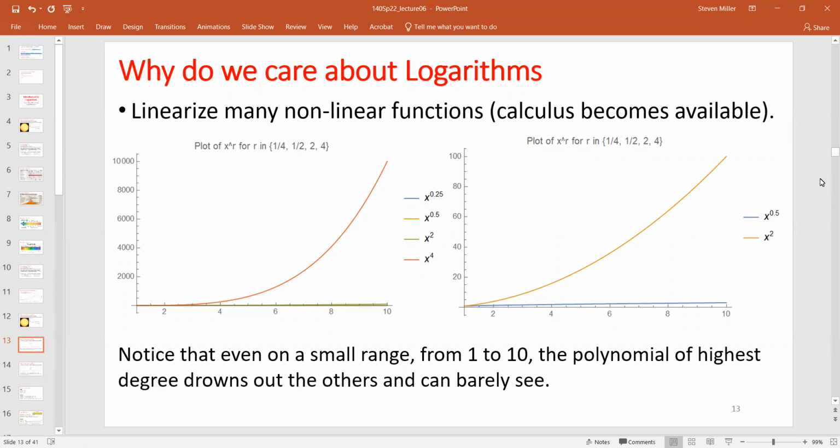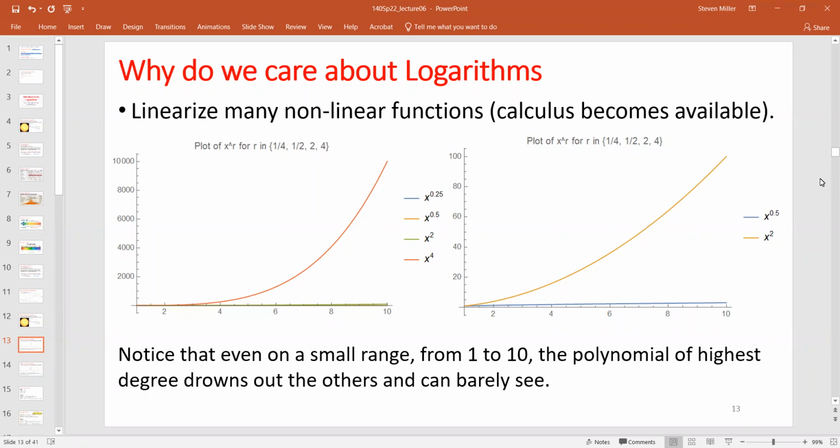You can see the x to the 4 clearly. You can see the x squared. And you can see that the x squared is different from 0. Barely. By the very end, it is a little bit above 10. Can you see the x to the 0.5 and the x to the 0.25? No, they seem to be indistinguishable from the x-axis.